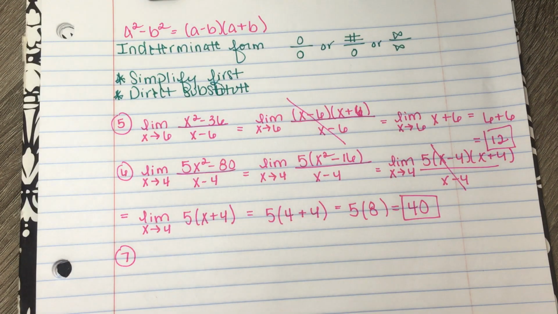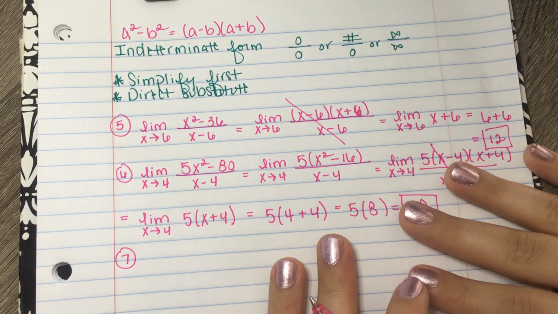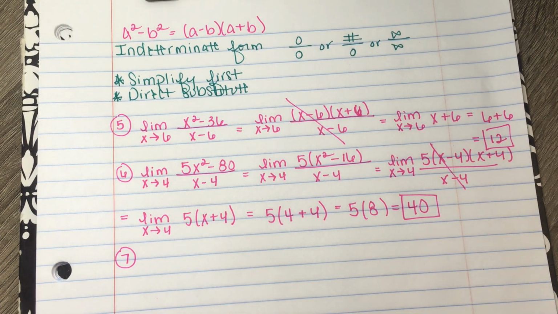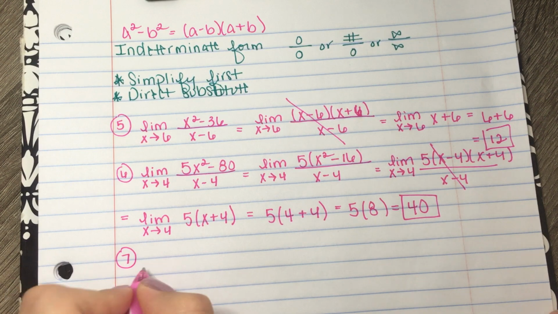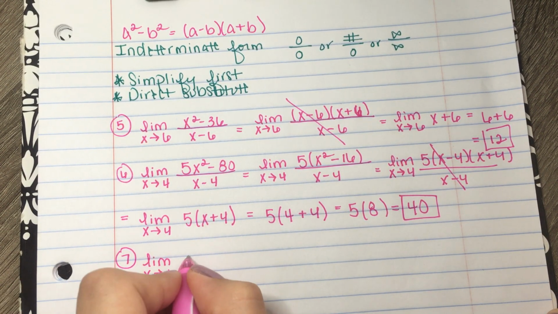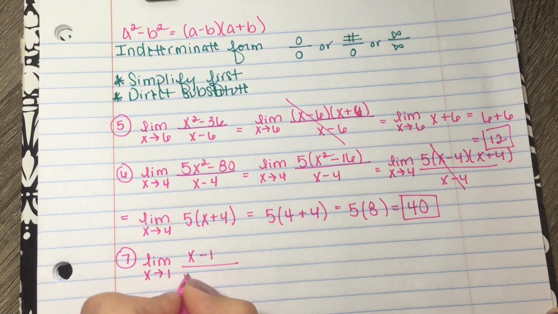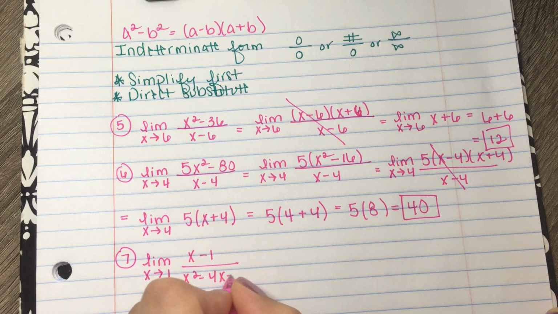All right, here we are, number 7. All right, don't think just because you did these 2 factoring ones that you could stop the video or fast forward. They get harder and harder, okay? So please stick around. All right, now we have the limit as x approaches 1 of x minus 1 over x squared minus 4x minus 3.